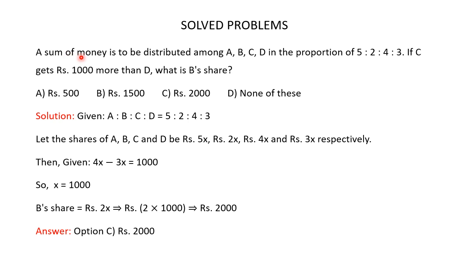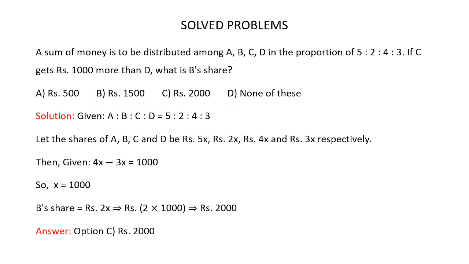A sum of money is to be distributed among A, B, C and D in the proportion of 5:2:4:3. If C gets rupees 1000 more than D, what is B's share? You are given 4 options and you have to find out which of these options is the correct one.